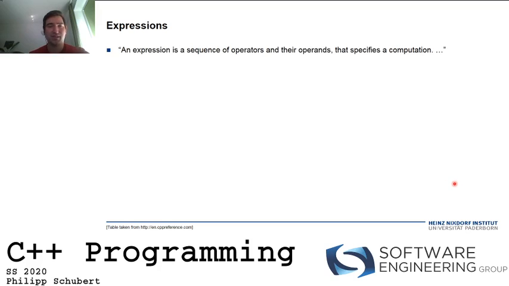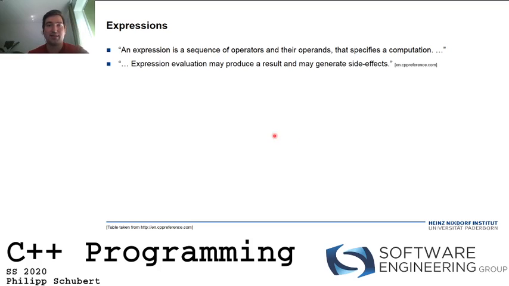So if you go to cppreference.com, you will find the following quotation. An expression is a sequence of operators and their operands that specify a computation. Expression evaluation, so apparently you can also evaluate expressions, and expression evaluation may produce a result, that's what we do today, and may generate side effects. Regarding side effects, we will talk about that later on, but for now, the first part is the important part.